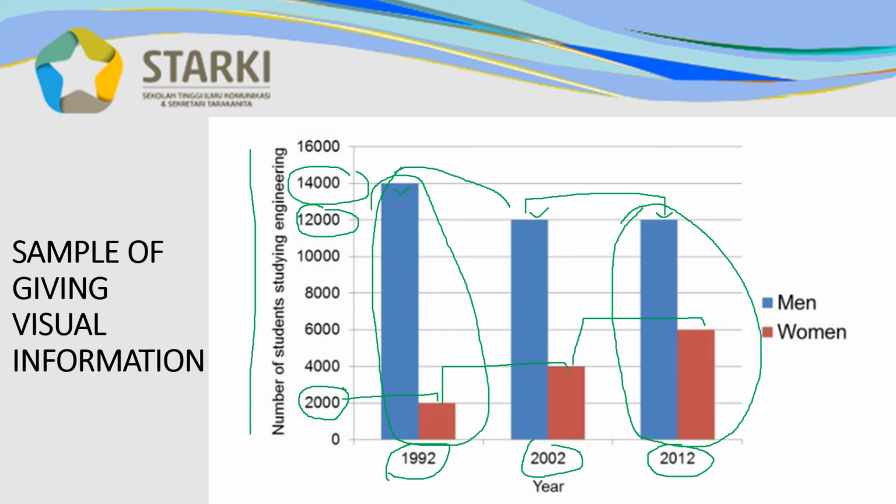Talking about the data of female students, we can see that in 1992, there was one woman to every 7 men. You see the comparison here? 2,000 compared to 14,000. But by 2012, this had narrowed to one woman to every 2 men.